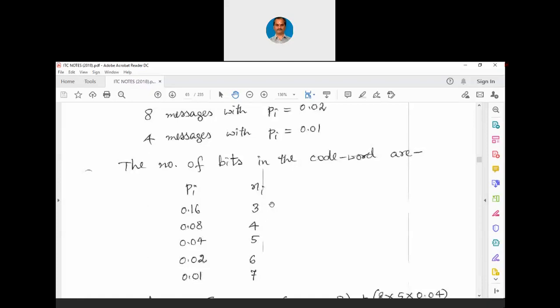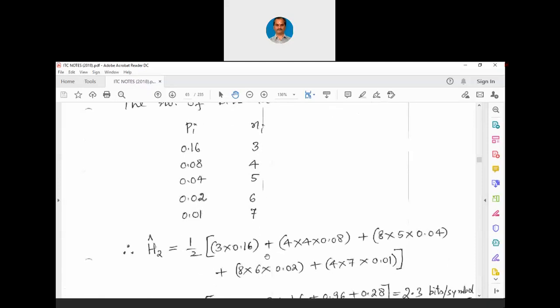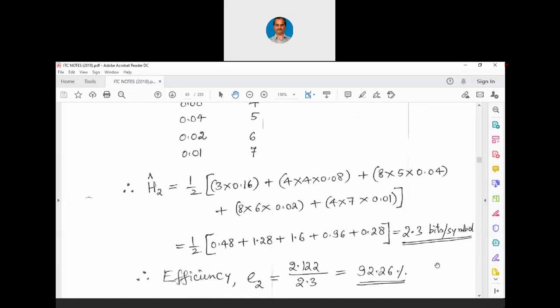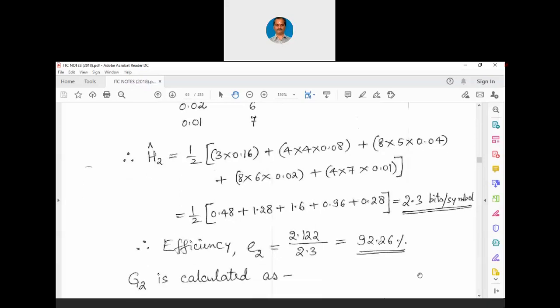You can see the least probable one is having the highest number of bits, and the highest probable one is having the least number of bits. Now using this, we can have the summation of Ni into Pi. That is H2 cap. H2 cap is 1 over n into summation of all these things: 3 into 0.16 plus 4 into 4 into 0.08 plus 8 into 5 into 0.04, because those many codes exist there, 8 into 6 into 0.02 plus 4 into 7 into 0.01. Those many sequences exist there. Now, the final sum is 2.3 bits per symbol. So the efficiency here is 2.122 divided by 2.3, that is 92.26%.